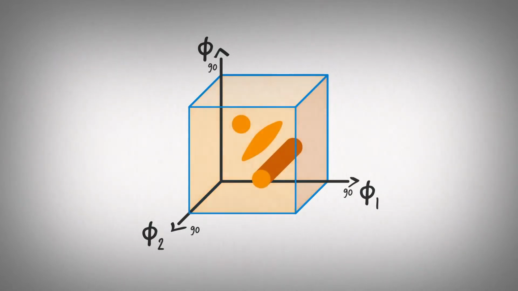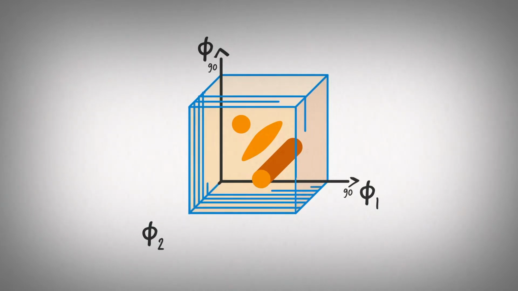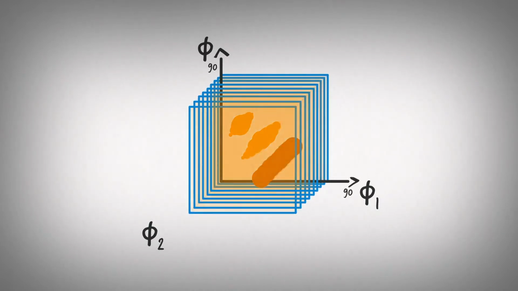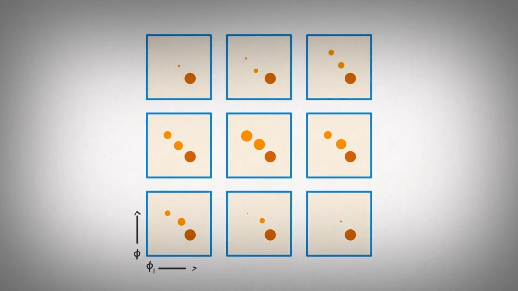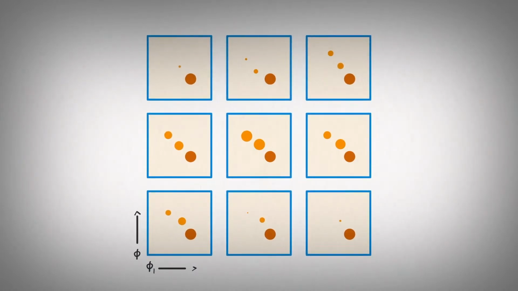It is often hard to use these 3D models in reports and for quantification, so often this 3D box is sliced into sections, resulting in a series of squares. Each square has a side of phi1 and phi, with each cut representing a specific phi2.